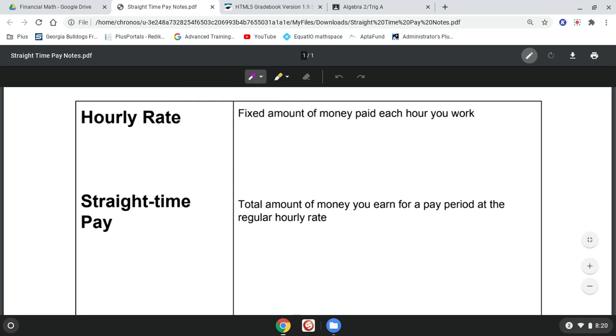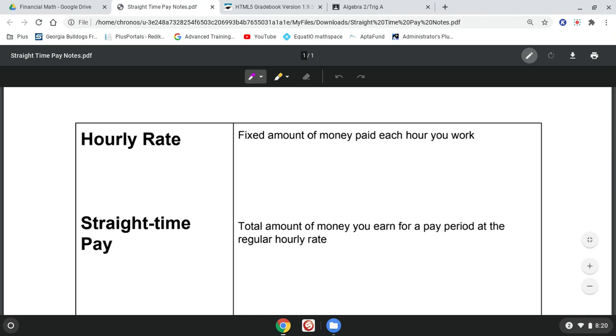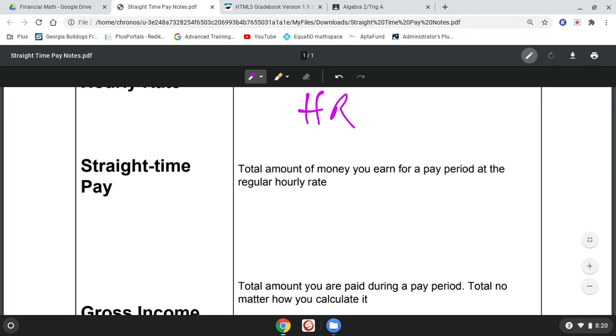So hourly rate, that's just your fixed amount you're paid each hour you work. We're going to denote that with HR, so just hourly rate. Straight time pay, that's when you take your hours worked and your hourly rate and you get that total per pay period. So the pay period when you're regularly paid at your regular hourly rate, that's your straight time pay. And we're just going to have that be STP.